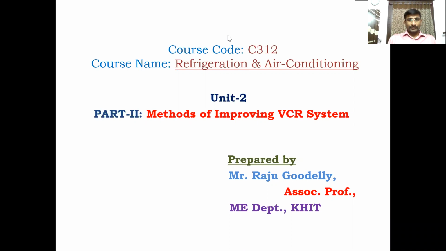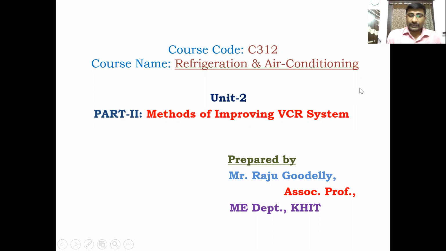In this class, I'm going to cover the second part of unit 2, which is methods of improving the VCR system. We go through the different methods to improve the performance of the VCR system, that is, how to improve the COP, the coefficient of performance, of the VCR system.